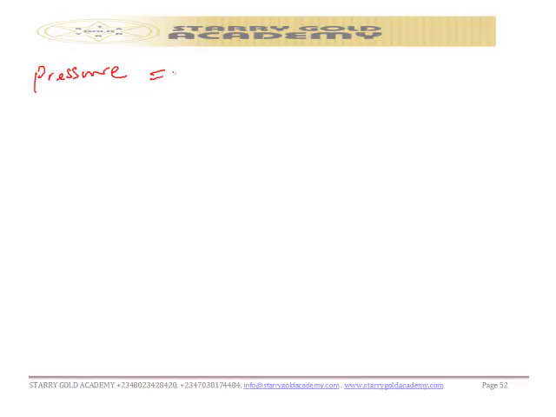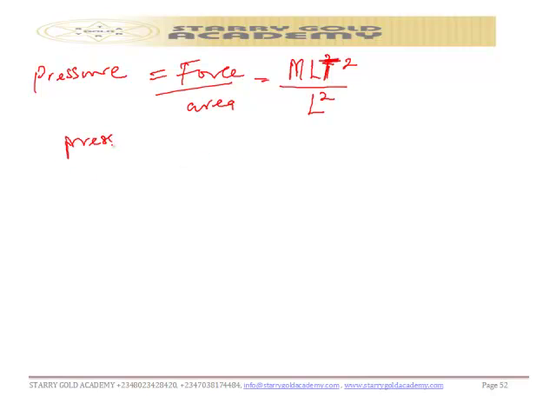Pressure is force over area. Force is MLT⁻², all over L². Therefore, pressure now will give us ML⁻¹T⁻².